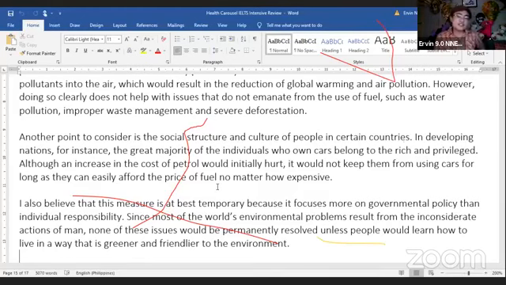Here we go. The social structure and culture of people in certain countries. He presented an example in the next sentence. In developing nations, for instance, remember there's the connective right there when he wrote an example, the great majority of the individuals who own cars belong to the rich and privileged. Although an increase in the cost of petrol would initially hurt, meaning to say only in the beginning, it would not keep them from using cars for as long as they can easily afford the price of fuel, no matter how expensive.